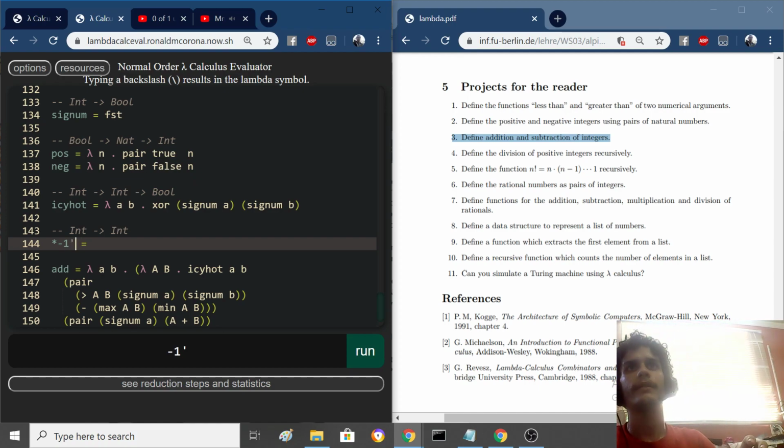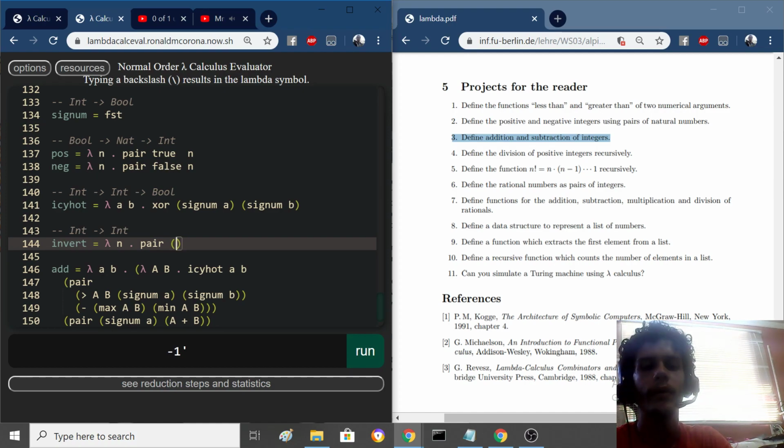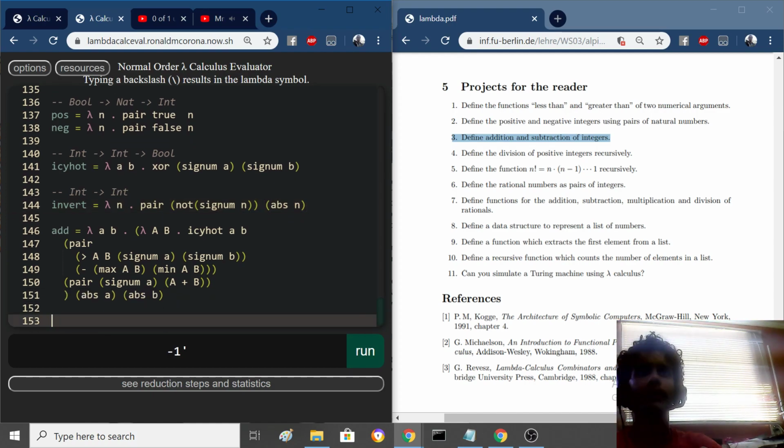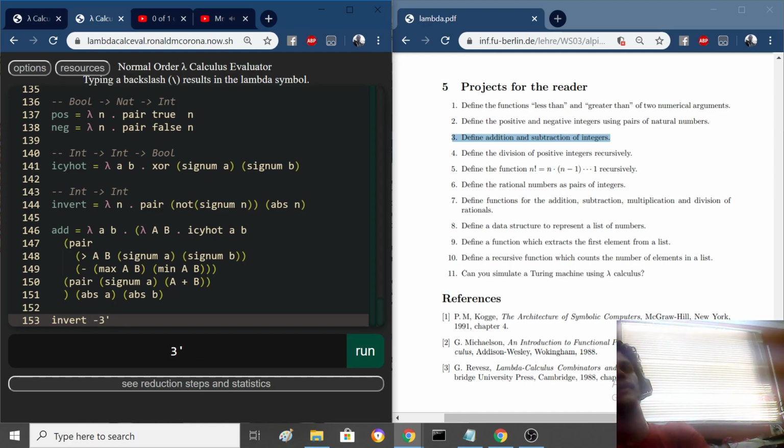I'll just call it inverts. I'll settle with that. So it takes a number, and what it wants to do is have a whole new number where we flip the sign of the old number and keep the absolute value of the old number as well. So alright, invert 3, we get -3, invert -3, we get 3.